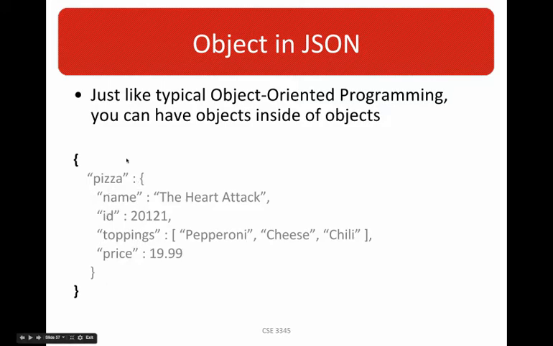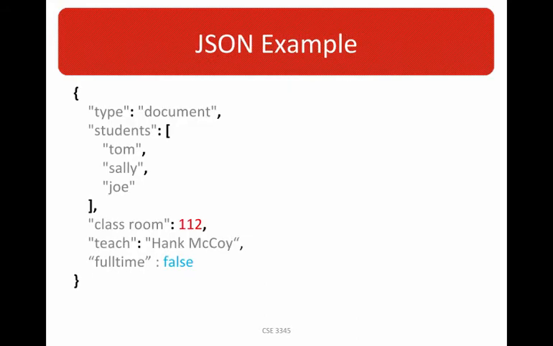As we can see here, we have 4 variables: name, ID, toppings, and price. Name is a string, the heart attack. ID is a number. Maybe this is used on the back end for processing this particular pizza. We list the toppings, and it's an array of strings. And we have a price, which is another number, 19.99. Very simple, easy to use.